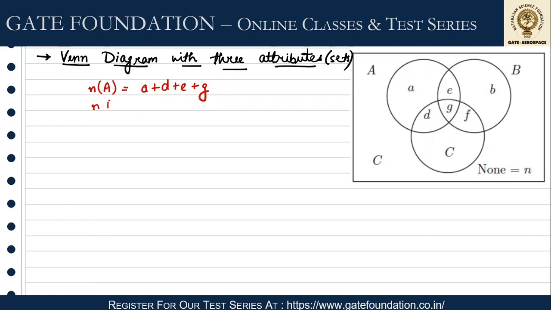So number of elements in B will be equal to B plus F plus E plus G. The number of elements in C will be equal to C plus D plus F plus G. Right. अब यहाँ से आपको कोई पूछता है कि भाई okay, which is the element which is common to all the sets? That is only one element which is common to all the sets, at the center G.